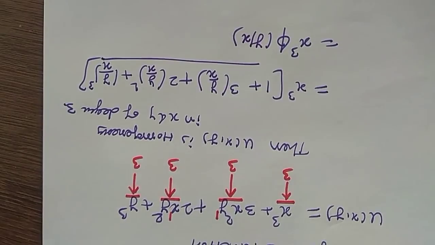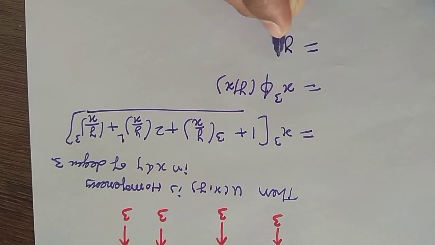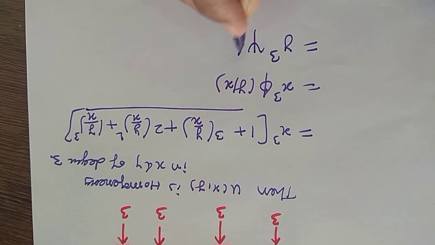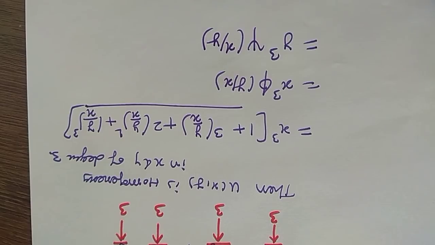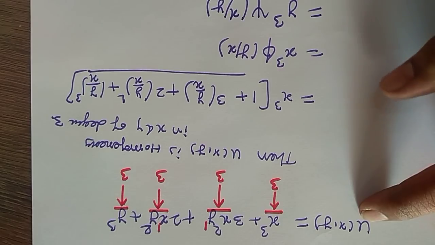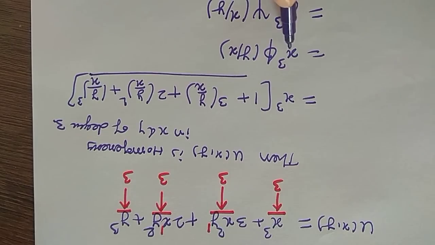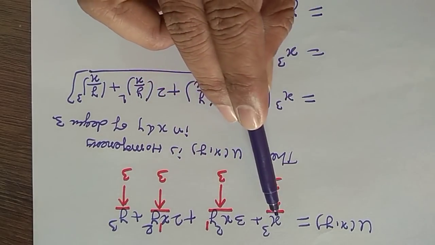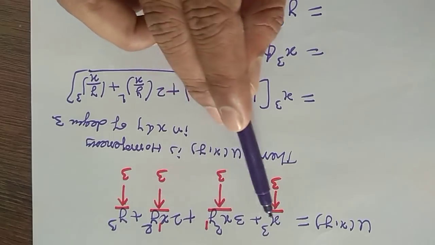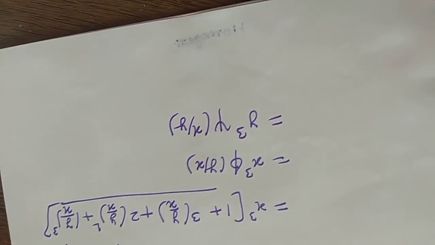Similarly, if we take y cube common, then we can write this function as y cube into another function of x divided by y. Means if this u is homogeneous, then we can write this u as x cube phi of y by x, or y cube psi of x by y. And again, if this is homogeneous, then each and every term contains the same power, and we can write this equation in this way.